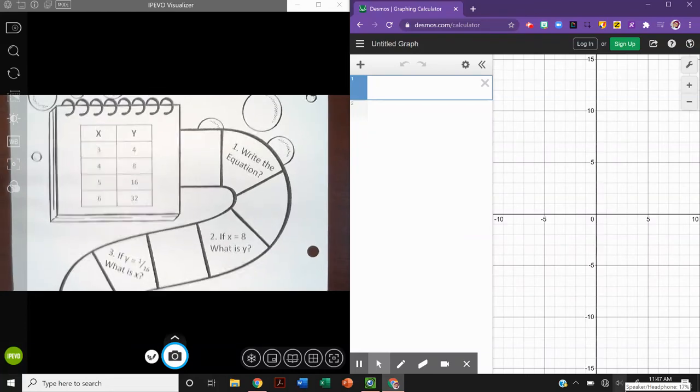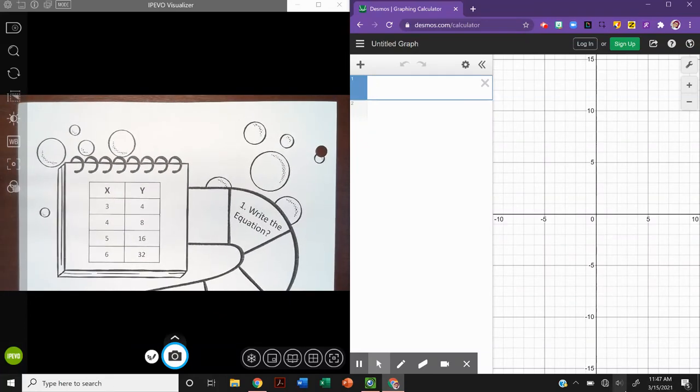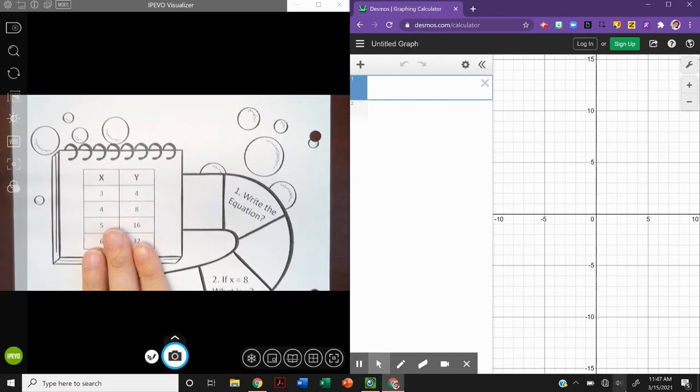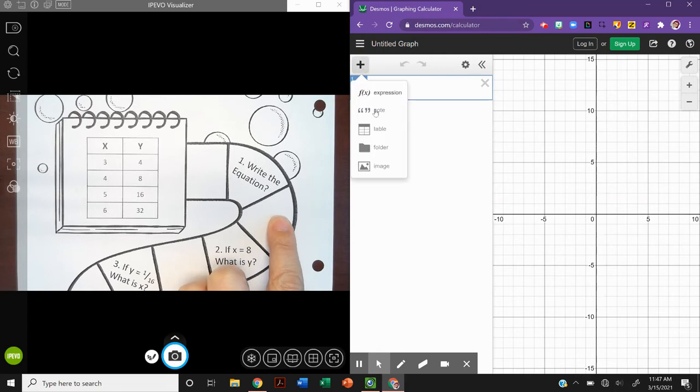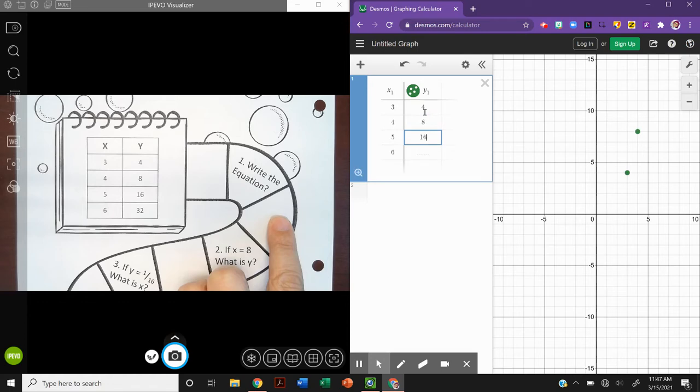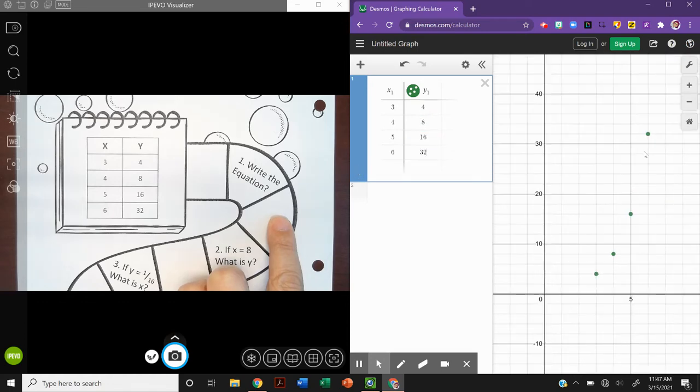All right, you guys, so let's look at our worksheet from yesterday and we are going to finish up. Let's just really quickly revamp what we had done up until this point. So I'm going to go to my table on Desmos and I'm going to type my information into a table.